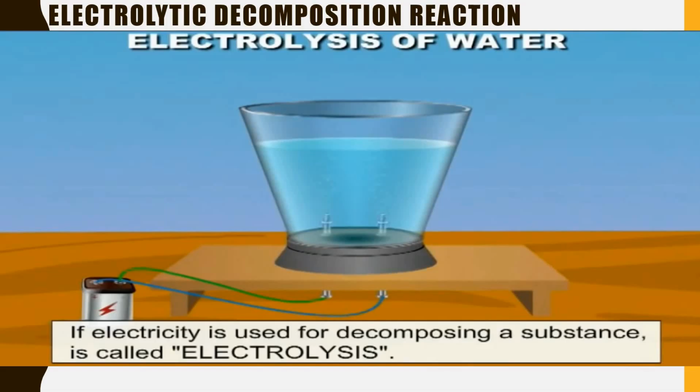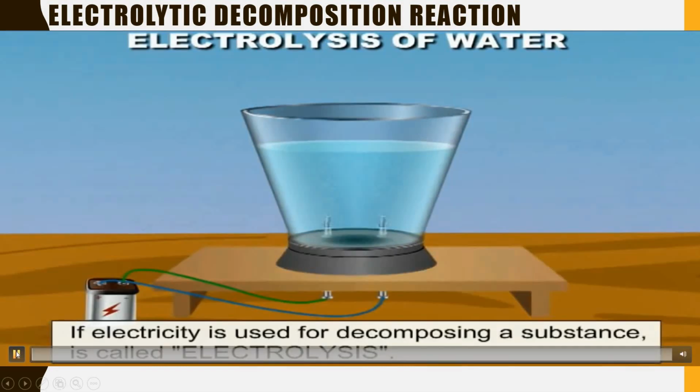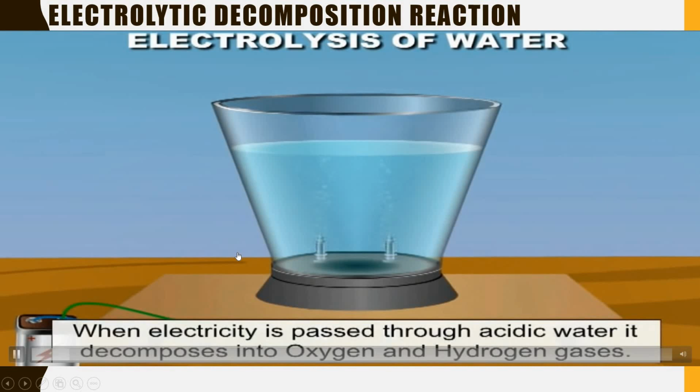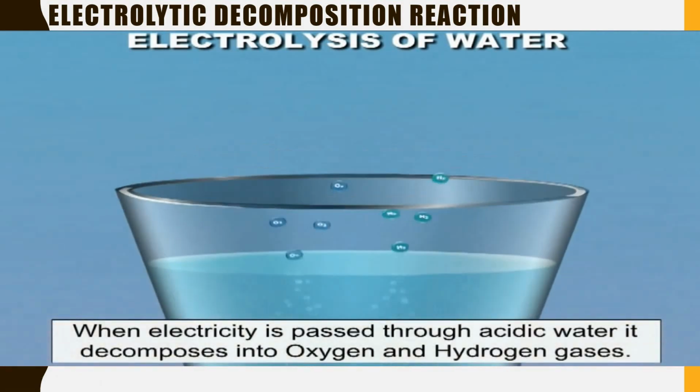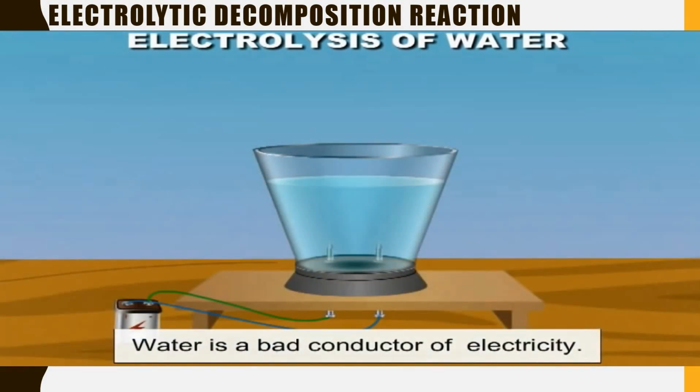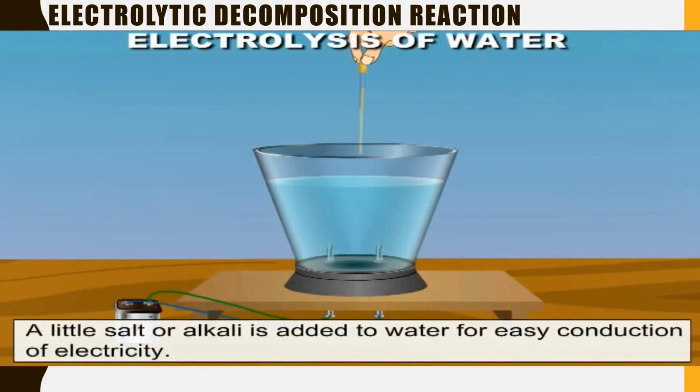Now, the turn comes for electrolytic decomposition reaction. So, what is electrolytic decomposition reaction? If electricity is used for decomposing a substance, it is called electrolysis. When electricity is passed through acidic water, it decomposes into oxygen and hydrogen gases. In fact, water is a bad conductor of electricity. So, we need to add salt or alkali for easy conduction of electricity in water.